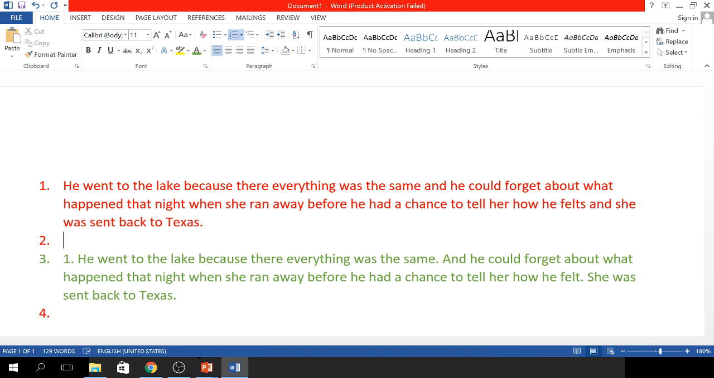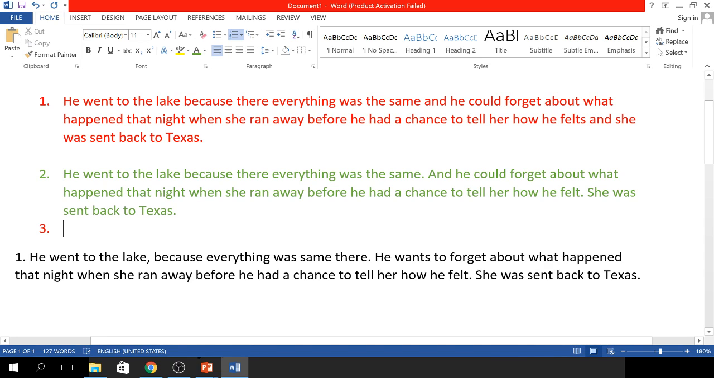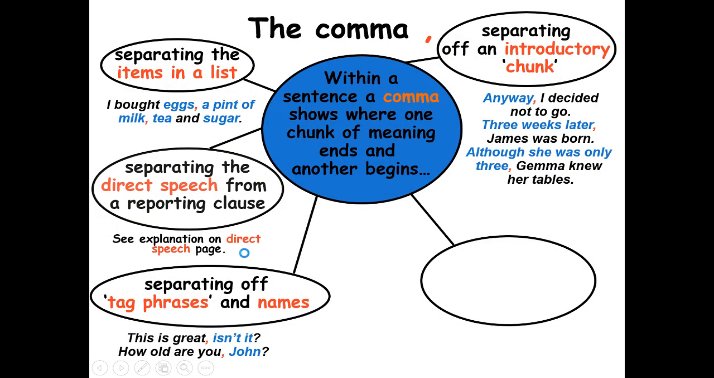Now here in green color you can see how it will be rewritten when rewritten correctly. Okay, I hope you have understood. You have got some idea on how to complete the other paragraphs. Alright, now let's move on.